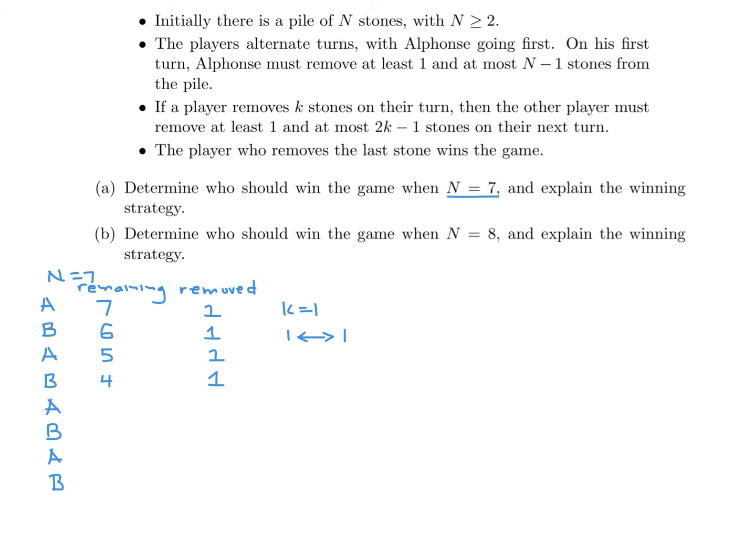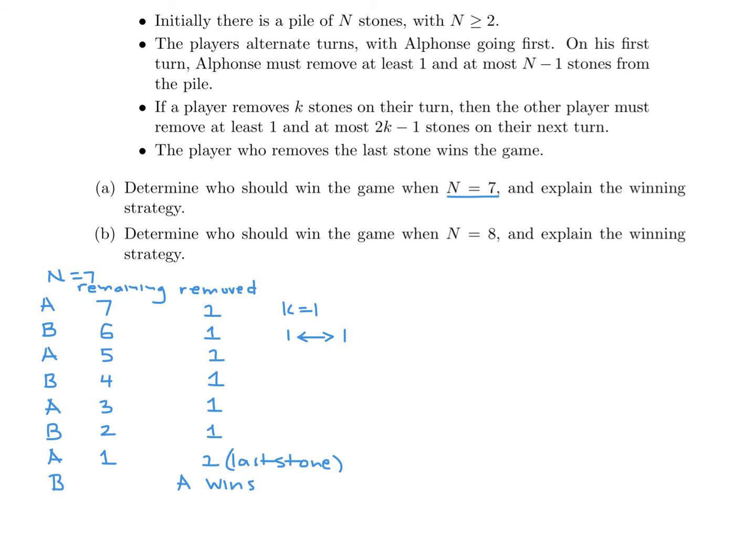Now you say, why doesn't Beryl choose 2? Because she can't. The k is 1. If k is 1, according to this rule, she can only remove 1. So that's what she does. Now it's down to 3. Alphonse continues with his strategy of removing only 1. Now it's down to 2. Beryl removes 1. It's down to 1. The player who removes the last stone wins the game. Alphonse removes the last stone. This is the last stone, and therefore he wins the game. A wins. So this is the strategy.